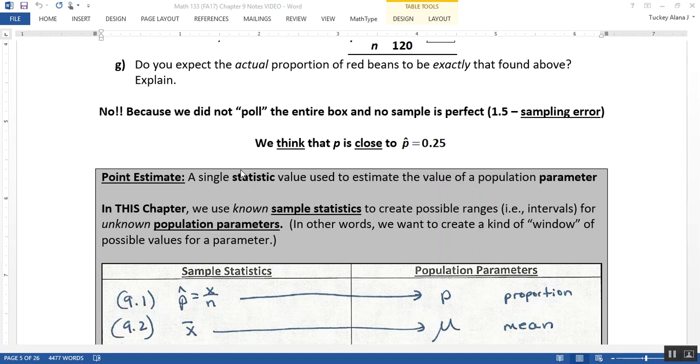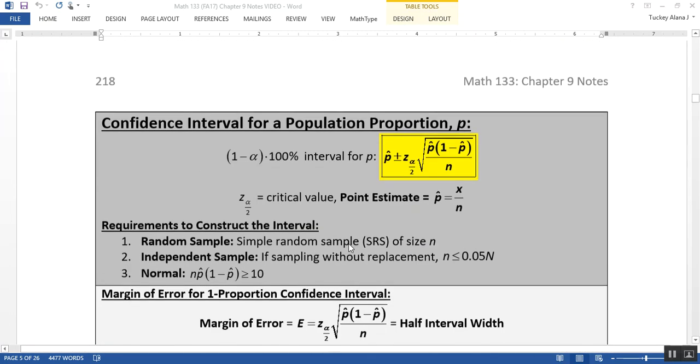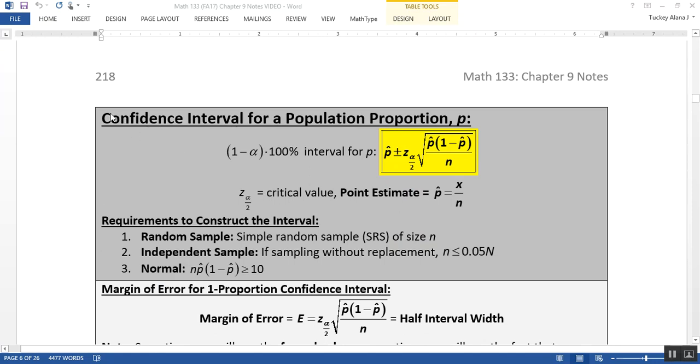We noted at the end of the last video that we're going to use the point estimate p hat in this section, which is x over n. That sample statistic we're going to use to estimate the population proportion p. So how we do that is with this formula right here. This is the confidence interval formula for a population proportion.